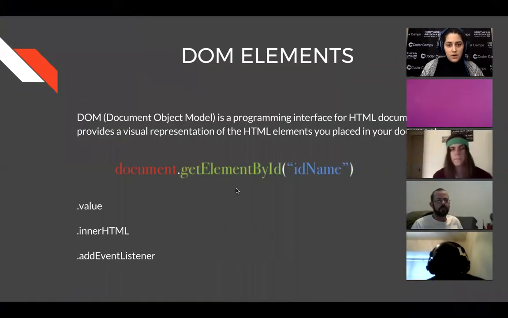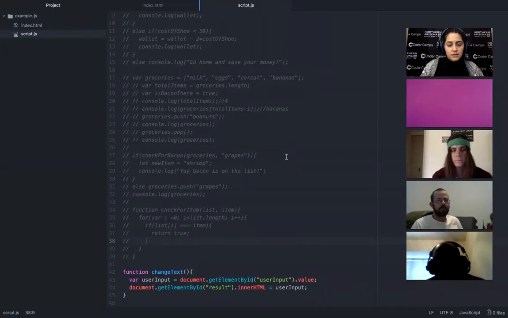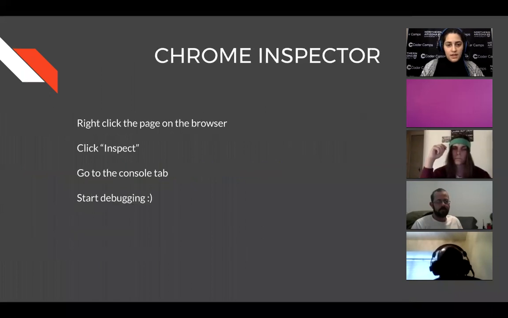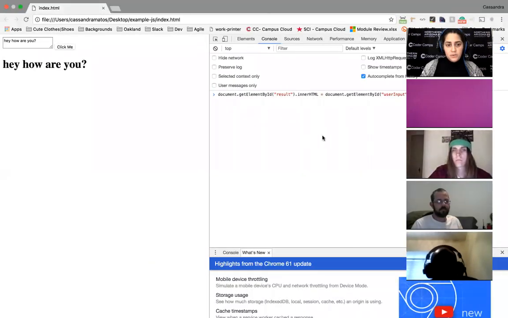All right, so that is the DOM. Any questions on that? All right, we'll keep it going then. So Chrome Inspector, that's what we've been using, so you should be already familiar with that, but just remember, it is your best friend. How to get there is you right-click the page, click Inspect, and then go to the Console tab, which is what we've been doing throughout the class.